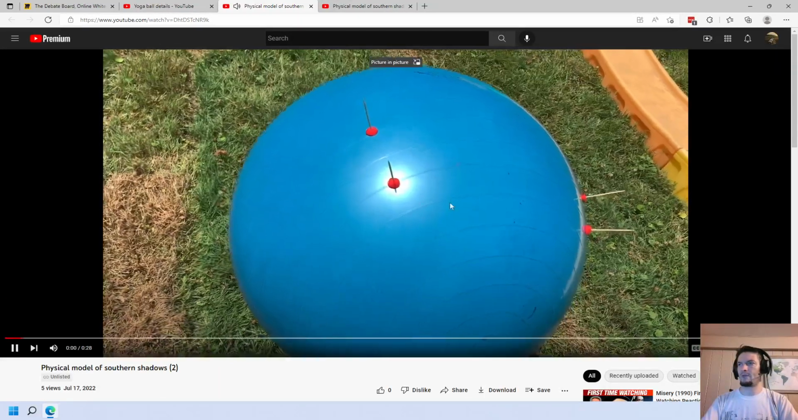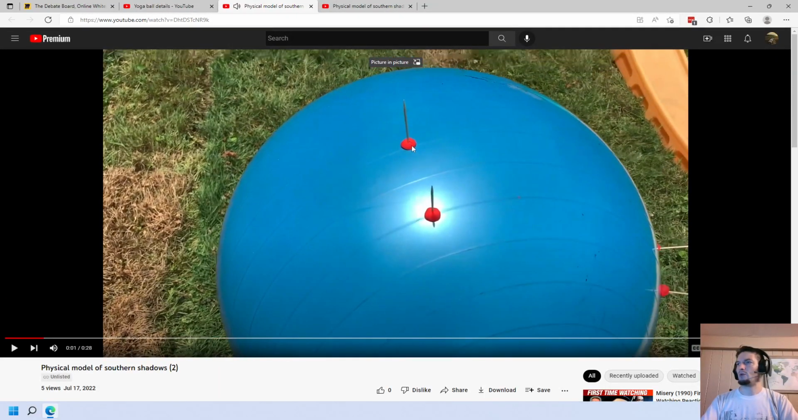All right, so we have these 2 markers. You'll notice this marker here has a shadow, and this marker here does not. This part of the ball is the North Pole. This marker is at around 37.5 degrees north latitude. This marker is at about 22.5 degrees north latitude. It is on, for my model's purposes, the Tropic of Cancer.